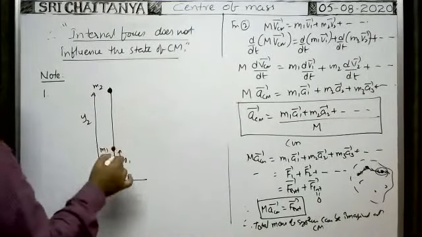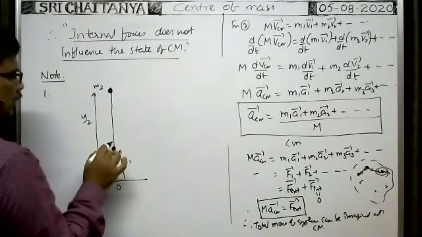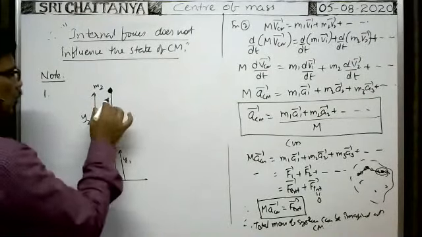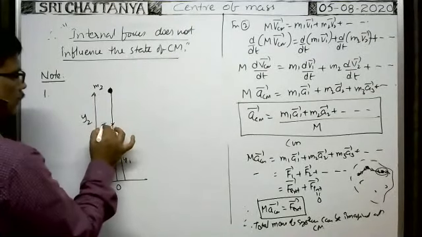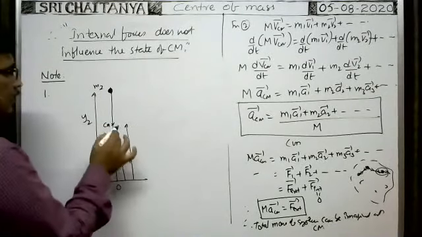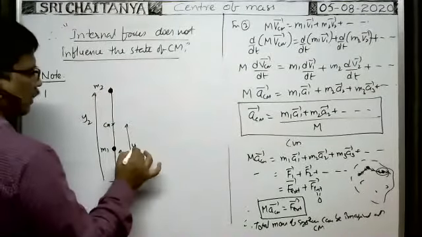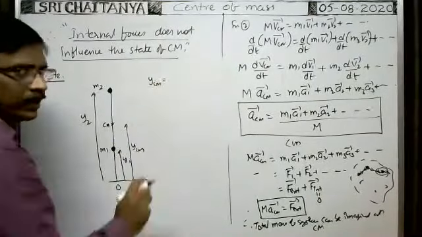Definitely the center of mass of these two particles lies between these two, somewhere. Here suppose the center of mass lies here. Then the y coordinate of the center of mass, or the distance of the center of mass from the origin, is say ycm. So how can we write the ycm value?